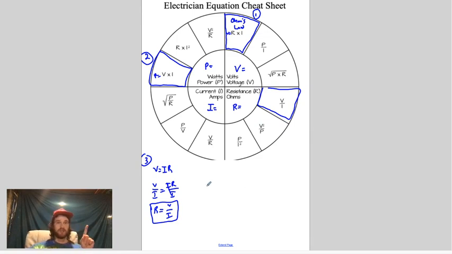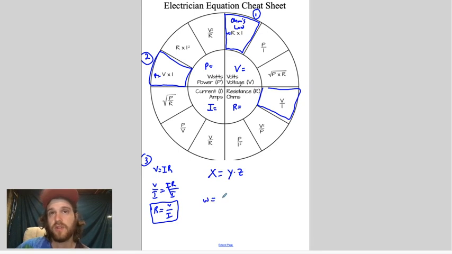The first piece of advice: you'll need to use basic equation solving, division. I think you guys can do that. My second piece of advice is the property of substitution. Let's say you have x equals y times z, and you know that w equals x times y.